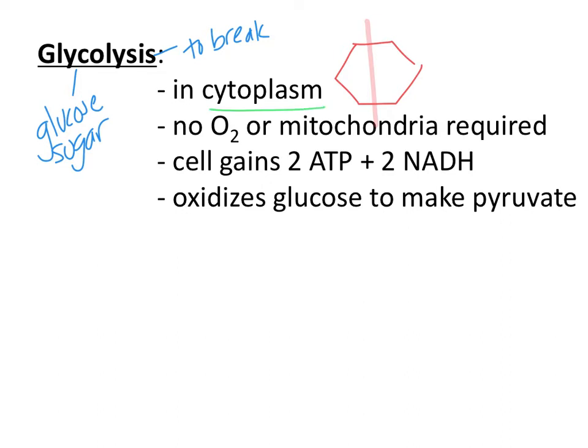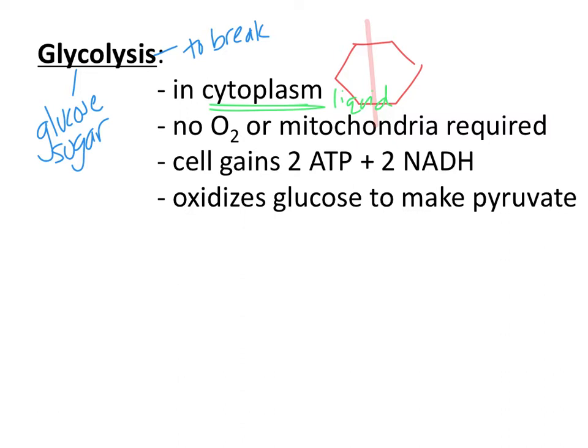Glycolysis occurs in the cytoplasm of the cell. That's the liquid of the cell. All cells have cytoplasm. All cells do glycolysis. Little throwback to evolution. An evolutionary biologist would say, well, if all cells do the same exact process, I believe that that is strong evidence that all cells came from a common ancestor.